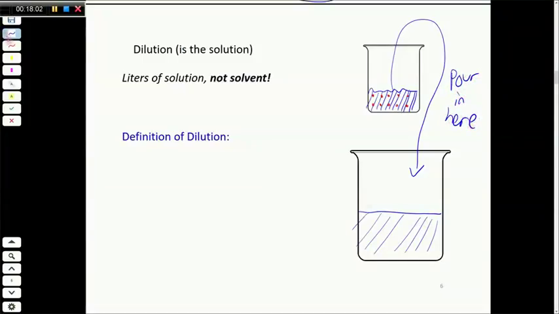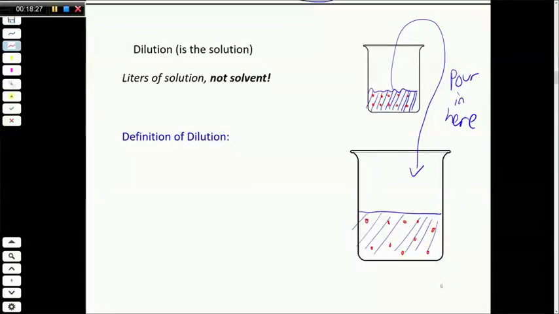Now what we should realize is that when we pour this top solution into the larger volume in the bottom, the number of solute molecules doesn't change. The 10 solute molecules that we have dissolved up here are all going to go down into this larger volume. We're not losing solute, we're not gaining any solute. So it's still the same number of solute molecules, or same moles of solute, but now they're just more spread out in a larger volume.